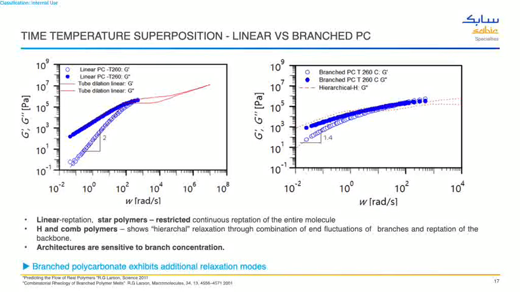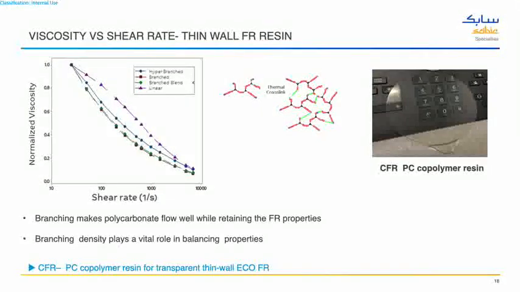Thereby, we have to see how we can exploit those kinds of behavior for application. Different architectures can relax hierarchically differently from the linear analog. So the idea here is how to exploit those additional relaxation modes for an application which is viable to commercialize.